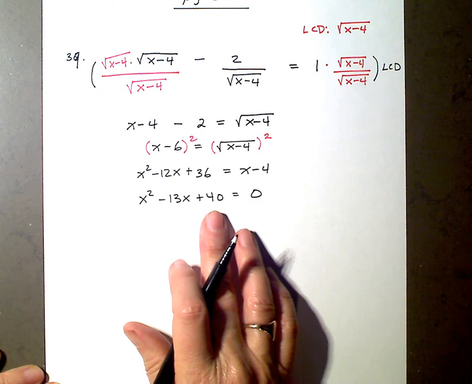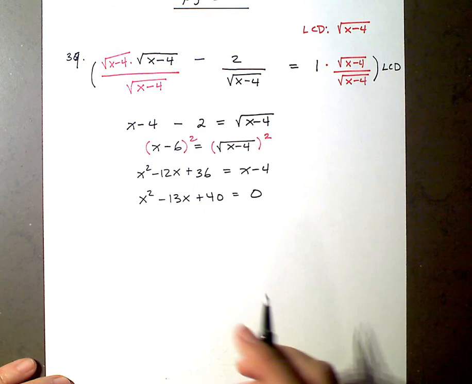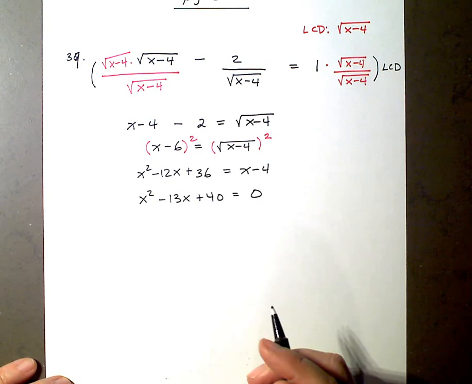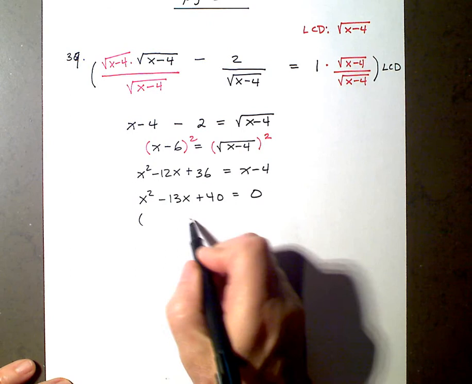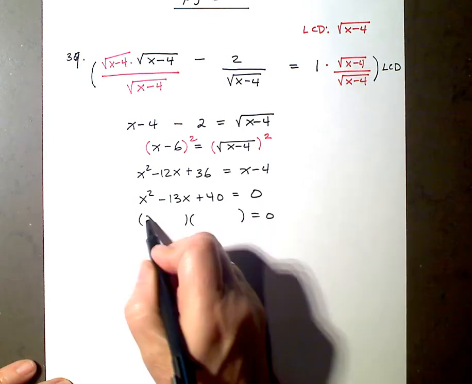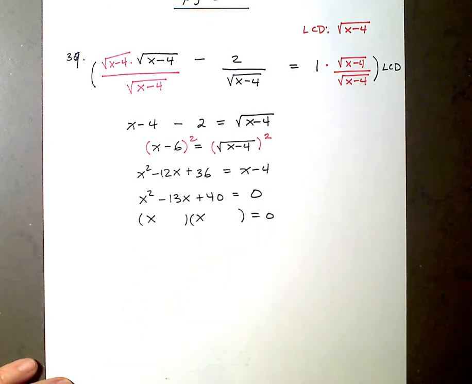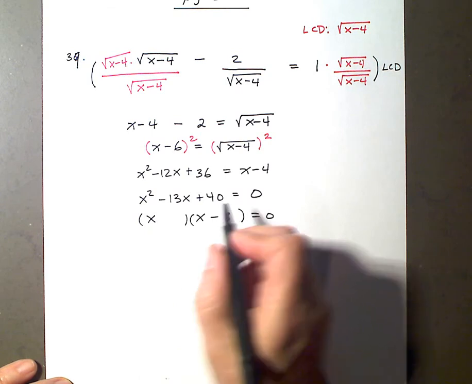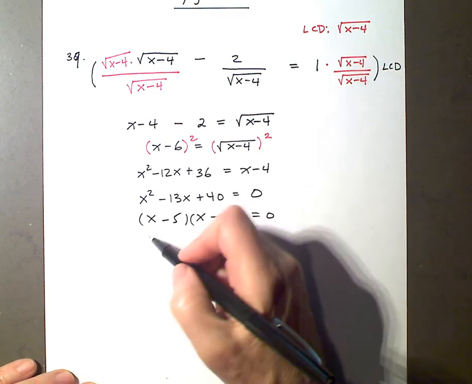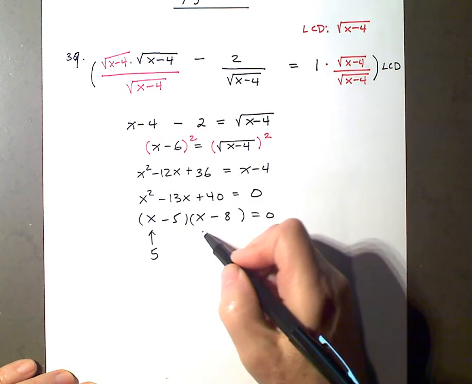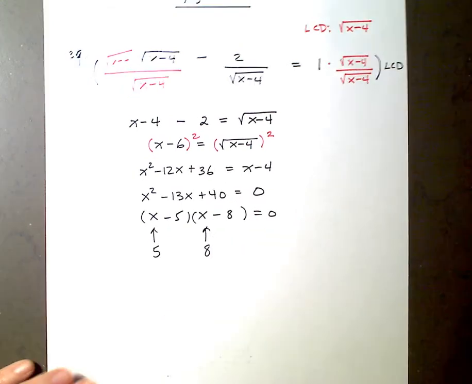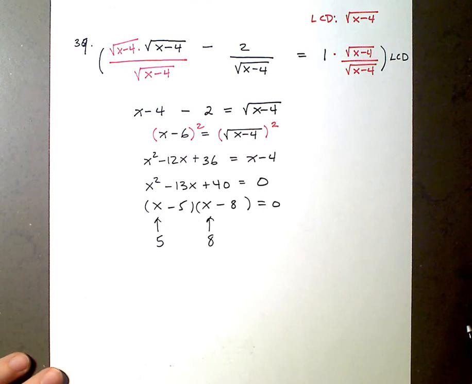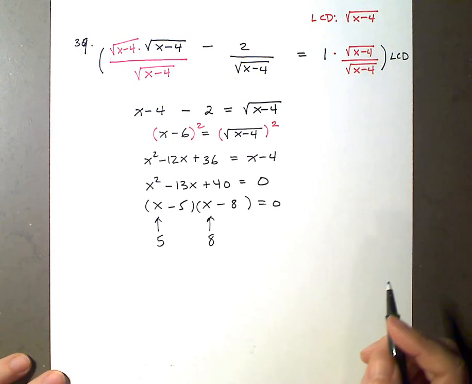It doesn't say, does it say I have to complete the square? It does not say I have to complete the square on this, and it is factorable. I can see pretty easily that this factors to be x minus 8 times x minus 5. So my initial solutions are a 5 and an 8, and I'm going to check them both in the original equation.